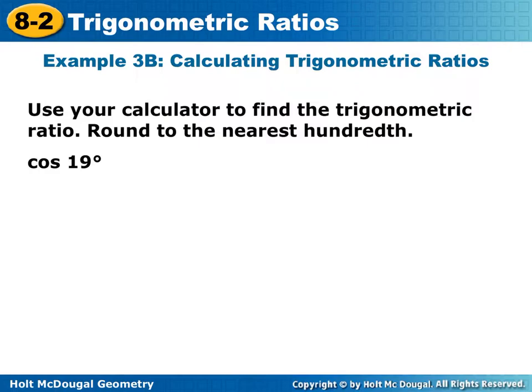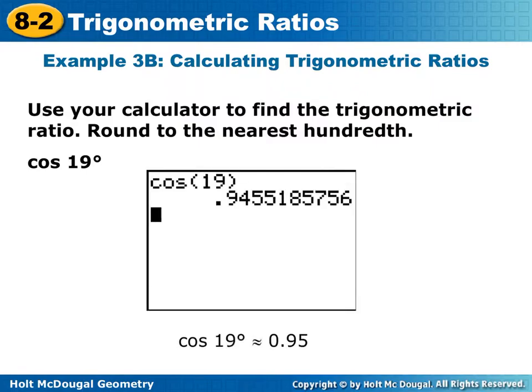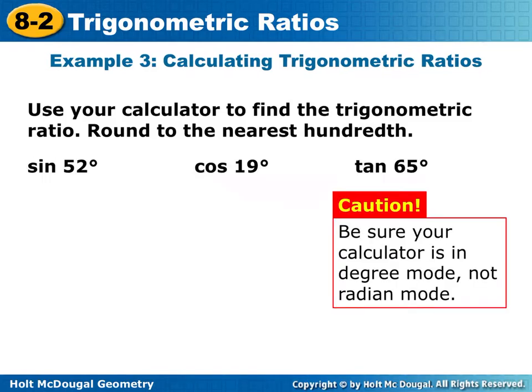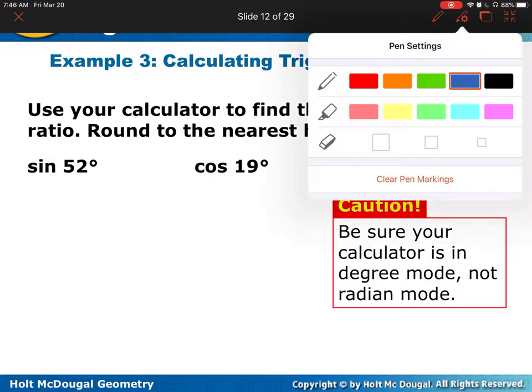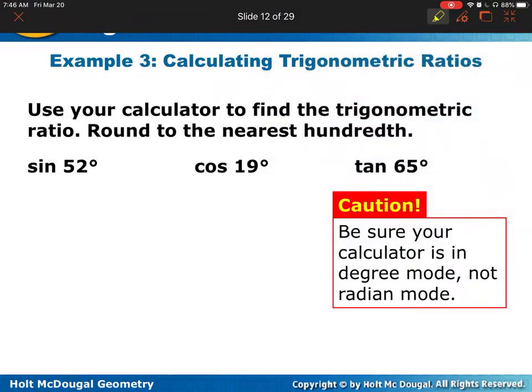Okay, these ones, just find your calculator. One thing I want to remind you of when you're doing these: here's the cosine of 19 degrees, so hopefully that matches up with your calculator. As we look on this slide, I want to bring your attention again to this: be sure your calculator is in degree mode, not radian mode.